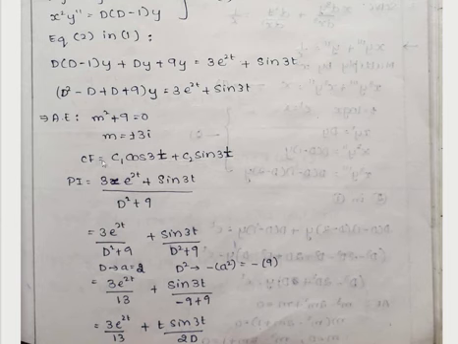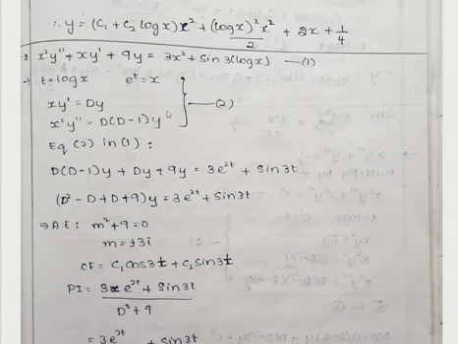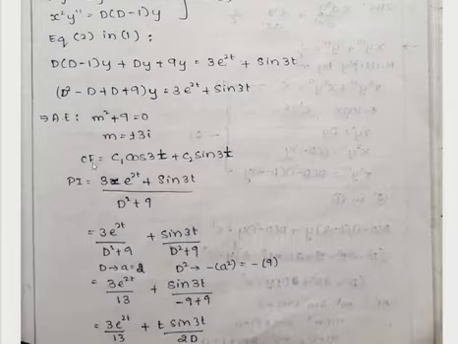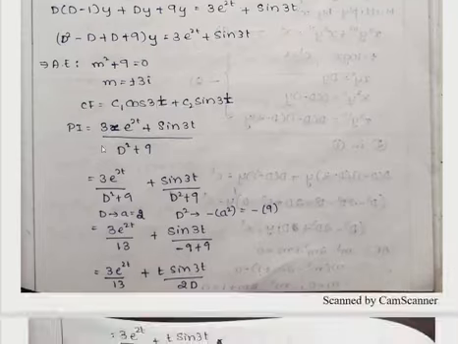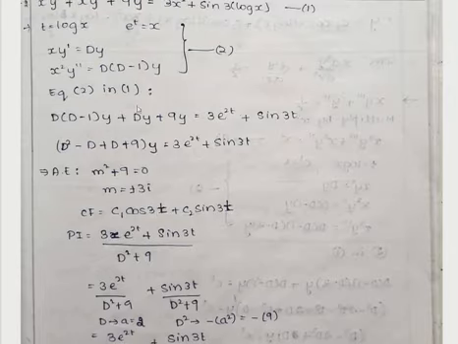Therefore, what is the yc? yc is c1 into cos 3t. You don't write here x. Here the capital D is equal to d by dt, not d by dx. Therefore, we must write y in terms of t. Therefore, c1 cos 3t plus c2 into sin 3t. Next, yp, the particular integral.